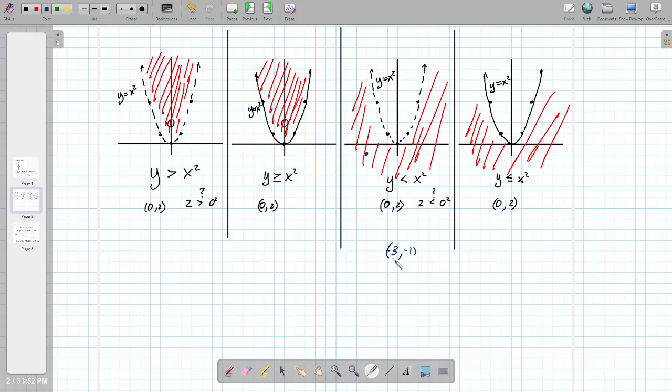You don't need to verify all the time. I might verify one point, but that would be it. Plug in -3 for x, plug in -1 for y. -1 is less than (-3) squared, because (-3) squared is positive 9. Here we'd have -1 is less than 9. That's true. Therefore, this point is a part of the solution set because it satisfies the inequality.